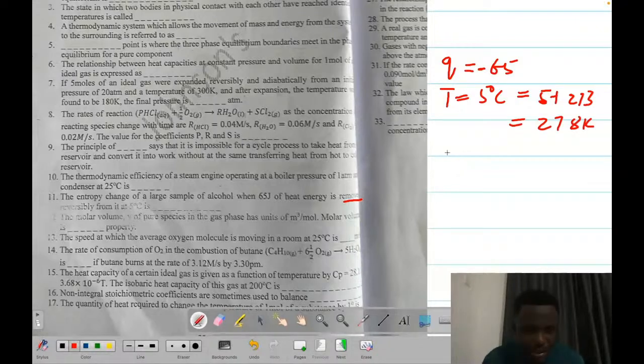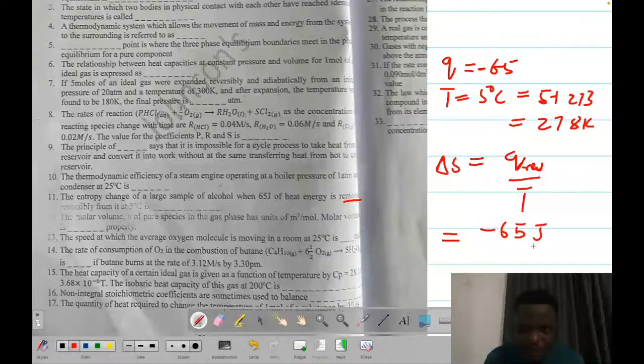The formula for entropy change is always Q reversible all over T. So this becomes minus 65 joules over 278 Kelvin. Once you do that, the answer becomes 65 divided by 278. So that answer is minus 0.238 joules per Kelvin. So that's the answer for that question number 11.